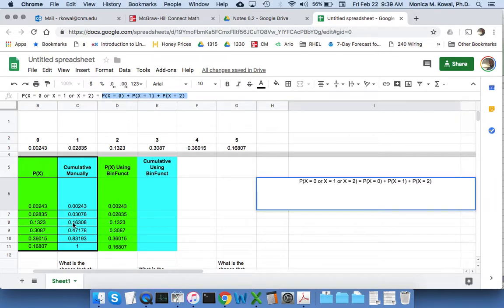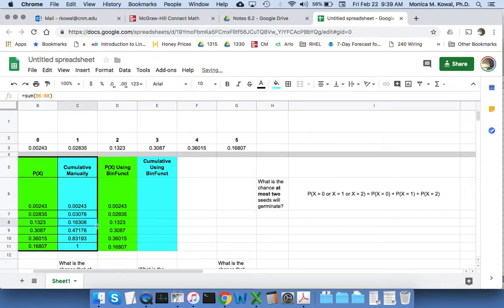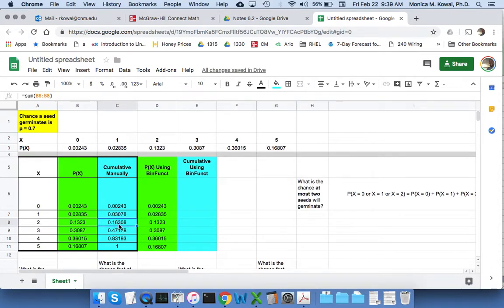Well, that's what that right there is doing. If you double click it, it's the sum of B6 through B8. So it is the sum of the individual probabilities that none or one or two seeds will germinate, which answers the question here, the chance that at most two seeds will germinate.